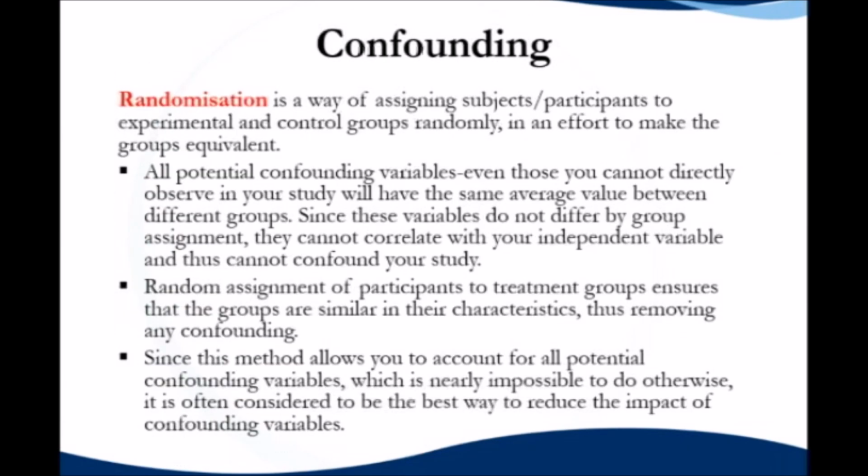So randomization, I've explained randomization. It's a way of assigning subjects or participants to experimental groups in an effort to make the groups equivalent. There shouldn't be systematic differences, as I've explained, in terms of age or in terms of level of maturity as a student. So those are the variables that you didn't directly observe, but they are there, they are affecting your outcome variable. So randomization ensures that the two groups are similar in terms of their characteristics.